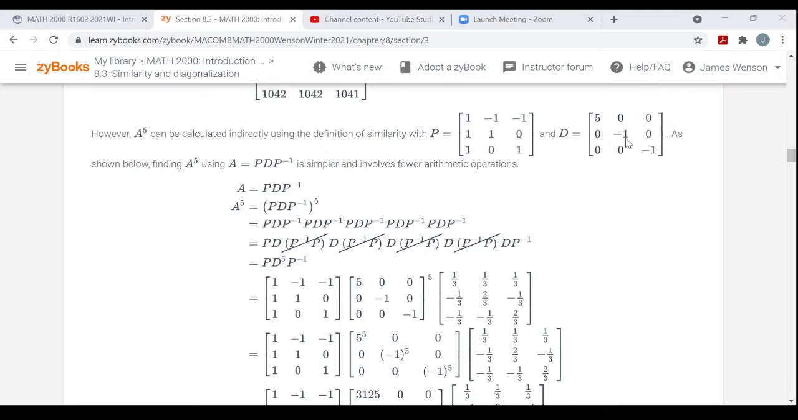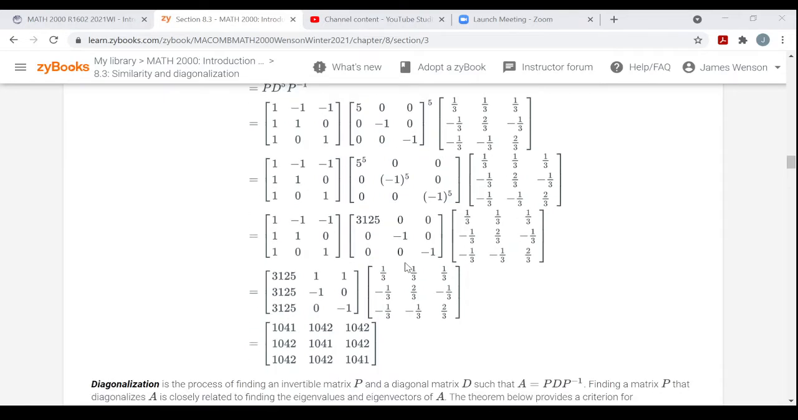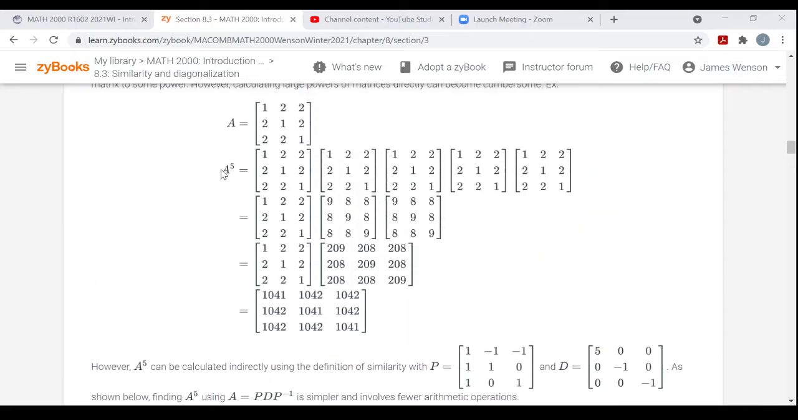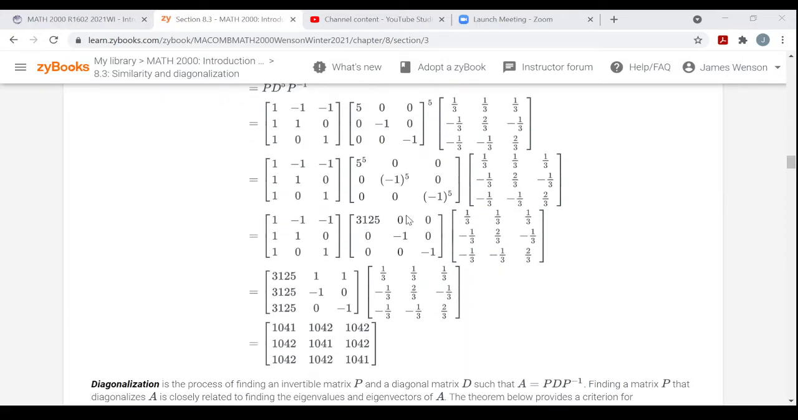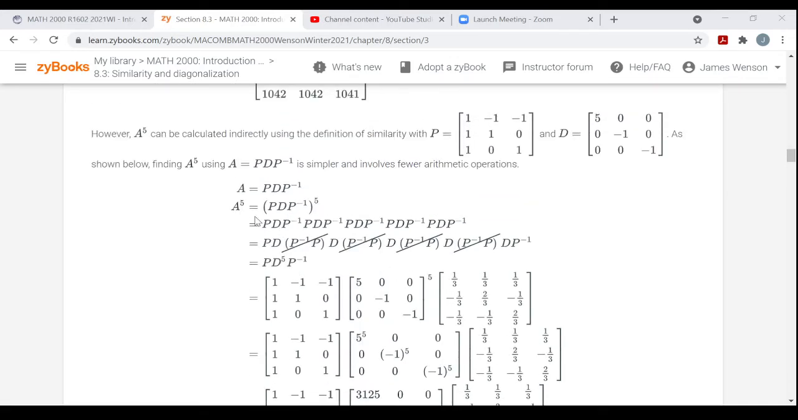5 to the fifth, negative 1 to the fifth, which would be negative 1, and then negative 1 to the fifth again, which they're doing here. And so you see, raising A to the fifth power, instead of multiplying 5 matrices, we would only need to multiply 3. That invertible matrix P by the diagonal to the fifth power, which again would be easy to take, and then by P inverse. So it cuts down the number of calculations significantly, especially if you had higher powers than even 5, right?